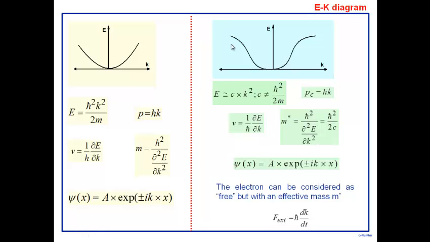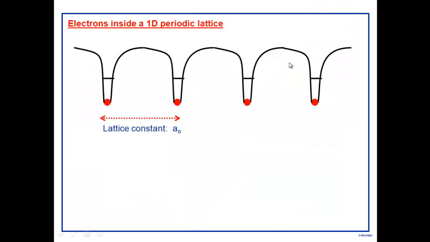This is also bringing to you the importance of the energy versus wave vector relationship in semiconductors. That E versus K relationship is very important. For example, the E versus K relationship decides what the effective mass of the electron is. Different semiconductors will have different energy versus wave vector relationships and different behavior. All right, let's go a little bit in more detail into this.